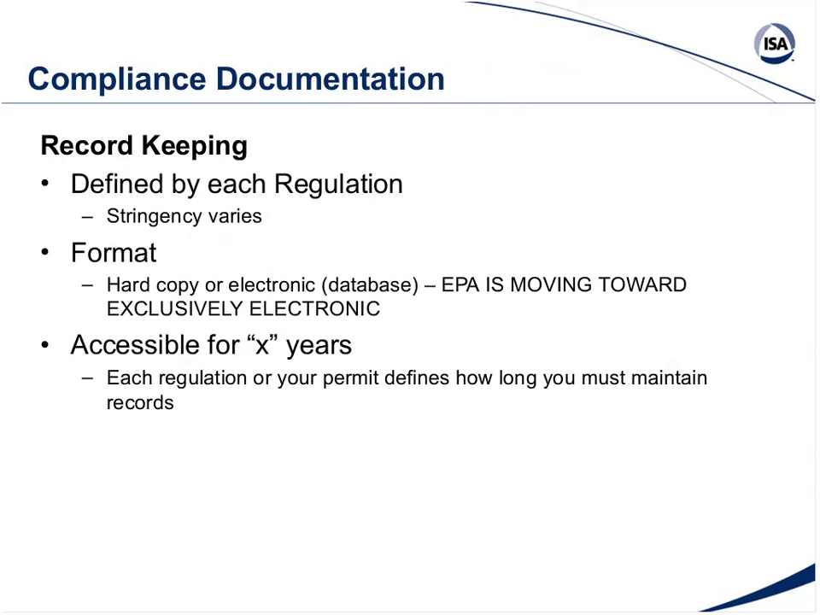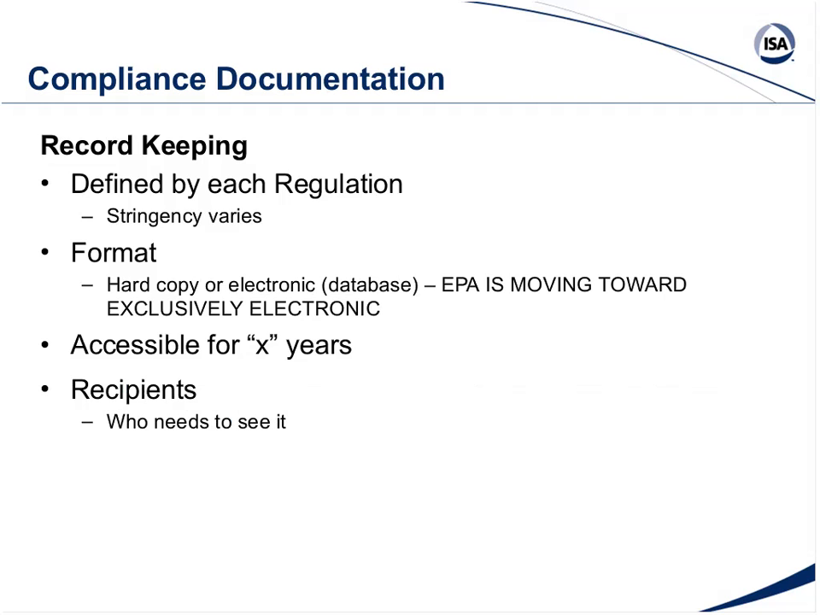You want to keep the records that are intended by and specified by your regulation, and so you want to make sure you have each of those records if it's required. And then you may want to have some additional records. EPA is definitely moving to electronic copies, and you want to make sure that you have those records accessible for the required number of years as specified by your permit, your consent decree, and the specific regulation. So you want to make sure you're keeping those records.